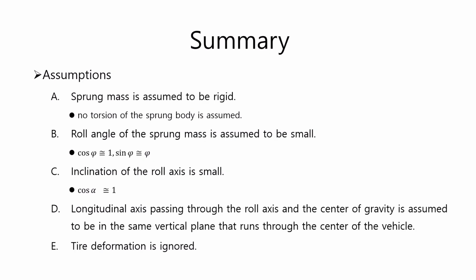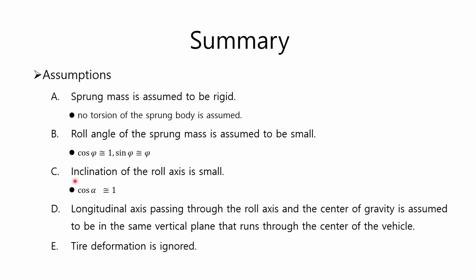In order to derive the formula simply, the following 5 assumptions are made. First, the sprung mass is assumed to be rigid. Therefore, no torsion of the sprung body is assumed. Second, the roll angle of the sprung body is assumed to be small. Therefore, the cosine of the roll angle pi is 1, and the sine of the roll angle pi can be used as the roll angle pi in radians.